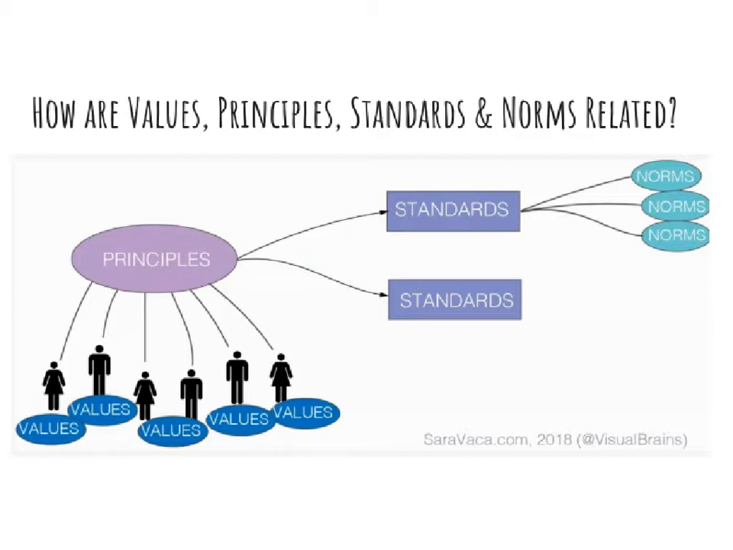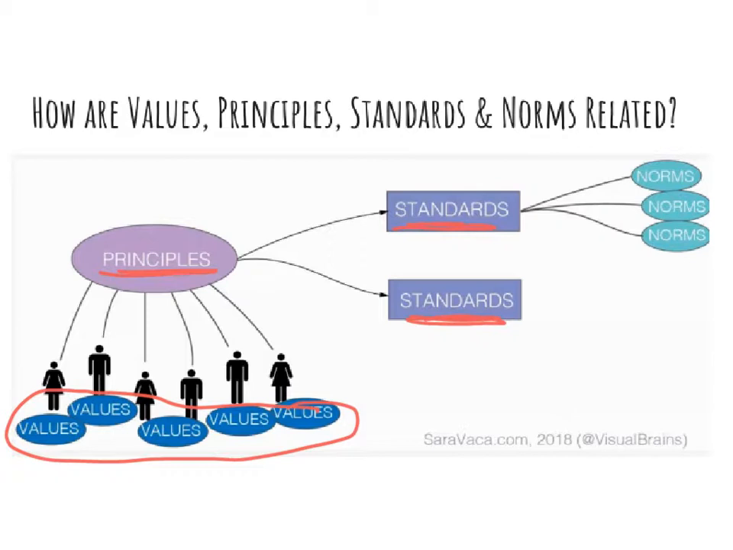Okay, so this slide shows the way norms, values, and standards are related. Values are the basis here, and each person has their own values. From our shared values as a community, we get basic guiding principles. From those guiding principles, we develop agreed-upon standards to guide how we behave. And from these standards, we have specific norms, specific rules of behavior.